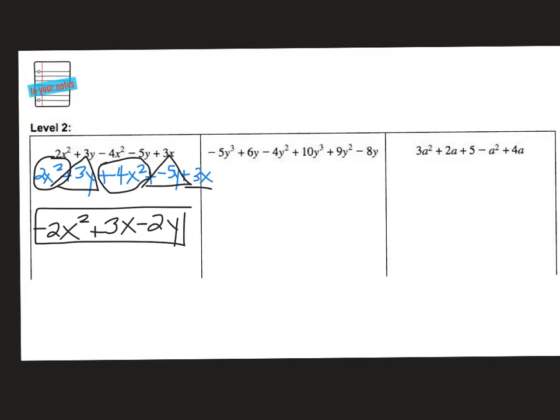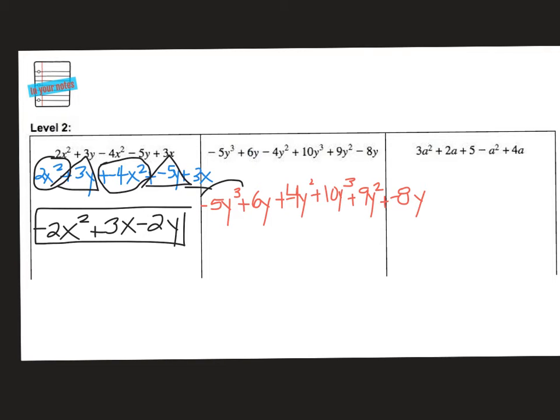All right, let's try our next one. So again, any minuses we see, we're going to go ahead and make plus negative to start. So negative 5y cubed plus 6y plus negative 4y squared plus 10y cubed plus 9y squared plus negative 8y.